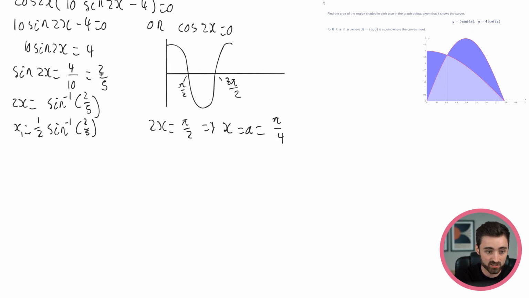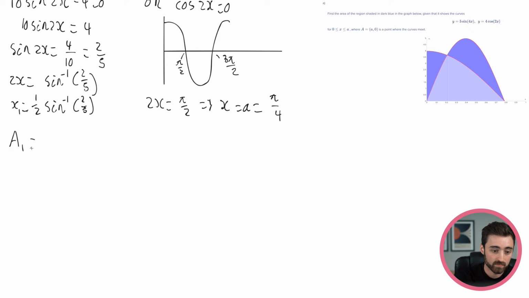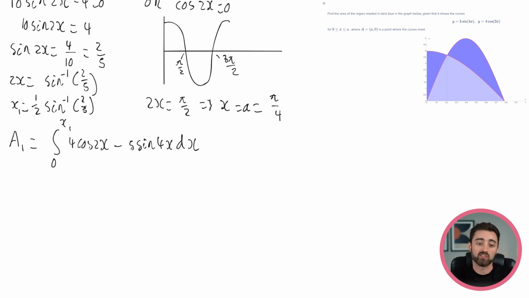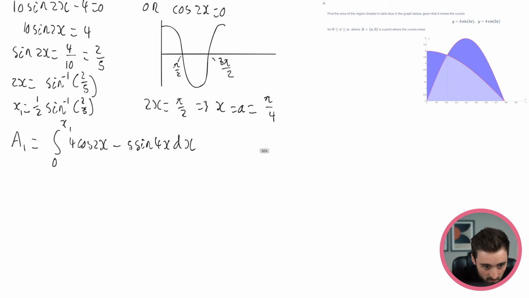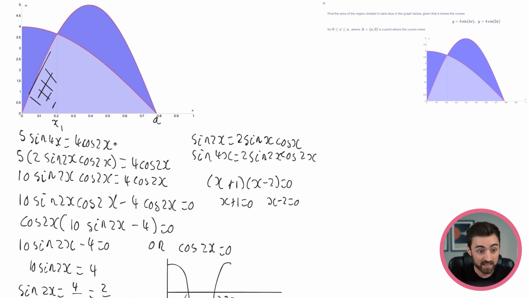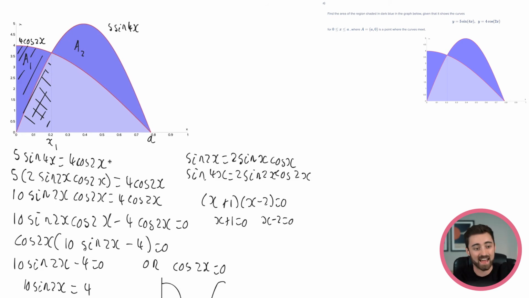A1 is going to be the integral between what? 0 and x1 of the cos graph, which is 4 cos of 2x, minus the sine graph, which is 5 sine of 4x. So I've put these in one integral because they have the same limits. So you could technically do one integral, take away the other, but because they have the same limits, I can just put them together. It makes things a bit nicer. Why is that the case? Because the integral gives you the area underneath the curve up until the x-axis. So that's how we get this area minus this area.